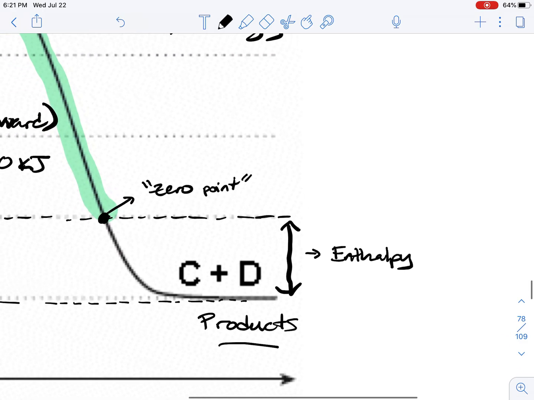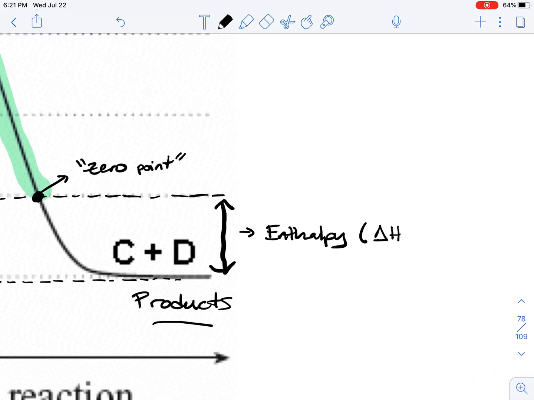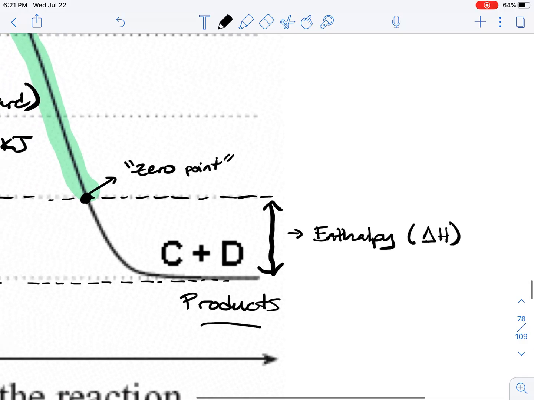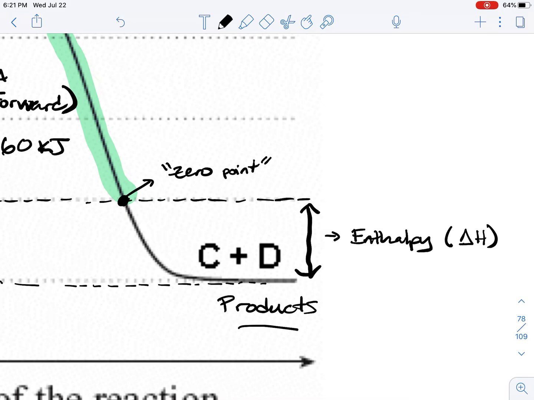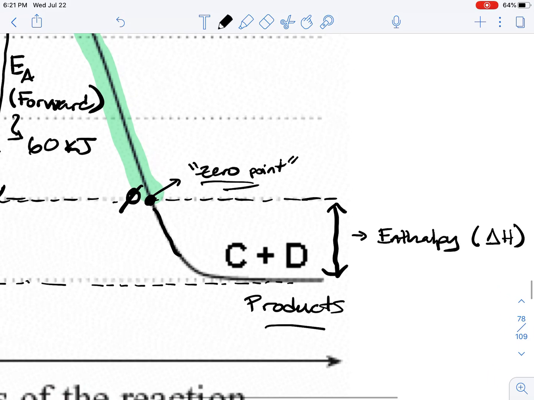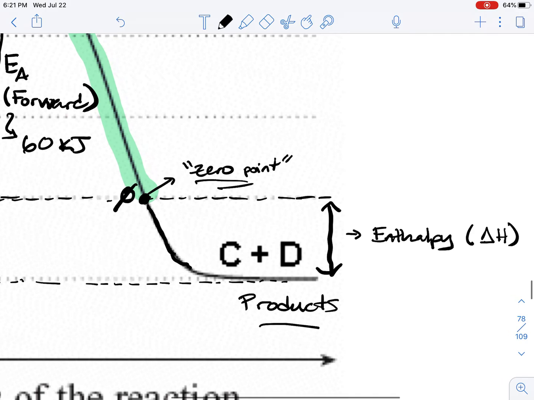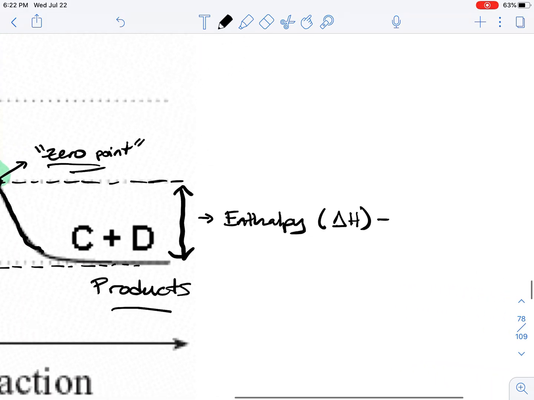And so enthalpy, or change in enthalpy, is going to be delta H. And so notice how the line goes below the 0 point, right? So this is the 0 point right here. And since this line goes further down below the 0 point, then that's going to give a negative value to enthalpy. And so this is going to be negative delta H.